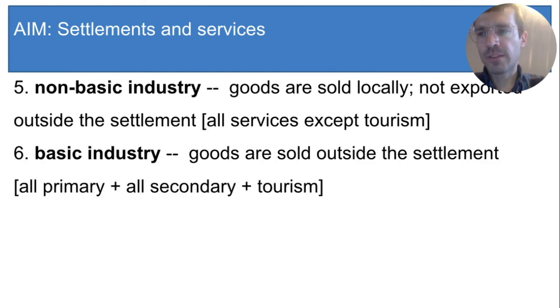Basic industries sell to customers in faraway places. Basic industries include all primary sector jobs like farming or mining, all secondary sector jobs like manufacturing, and some tertiary sector jobs like tourism.